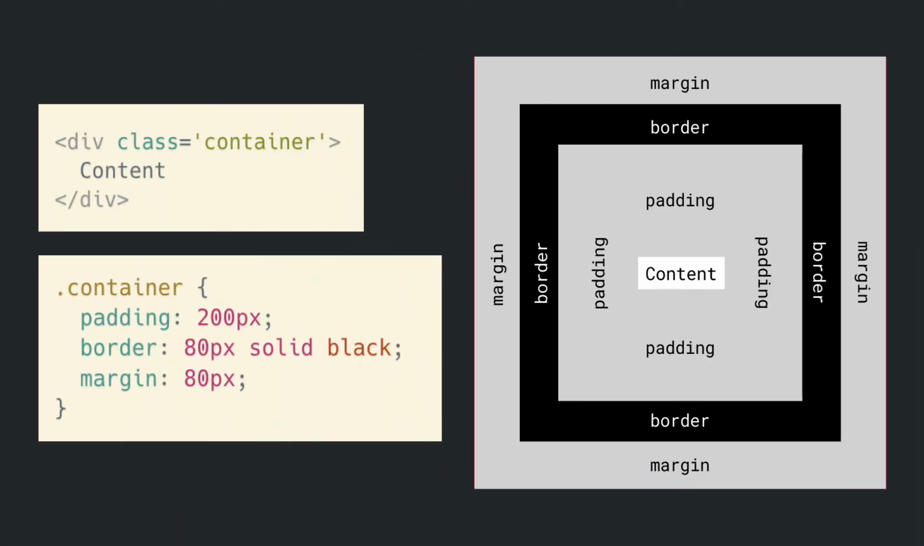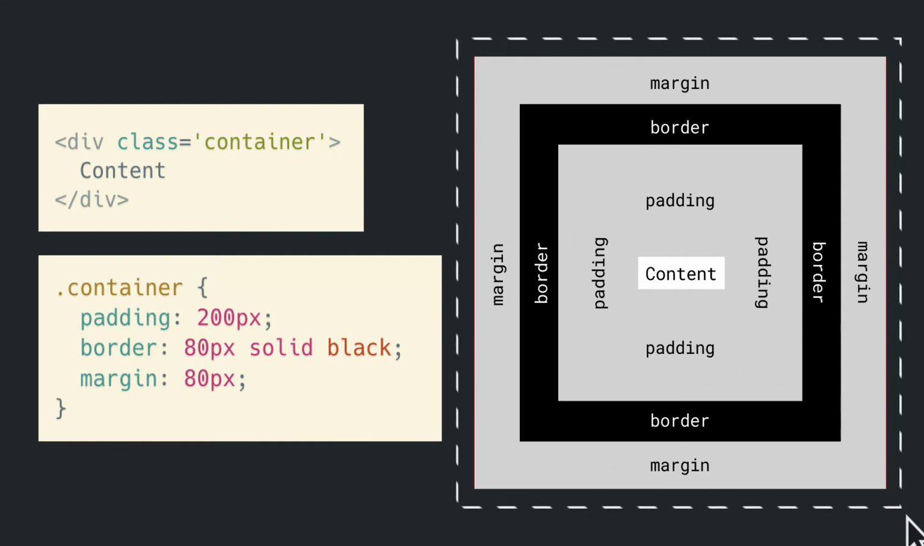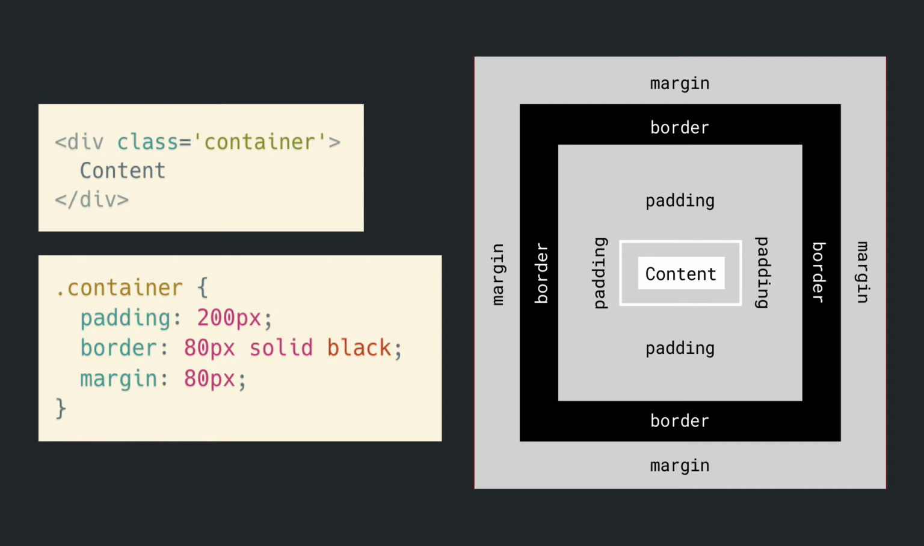So here you can see a div with a class of container and it has the content text. And you can see the container class has a padding of 200 pixels, a border of 80 pixels, and a margin of 80 pixels. And you can see the box here. The content box itself has maybe 100 pixels width and maybe 50 pixels height, but that is not the space it occupies on the DOM.